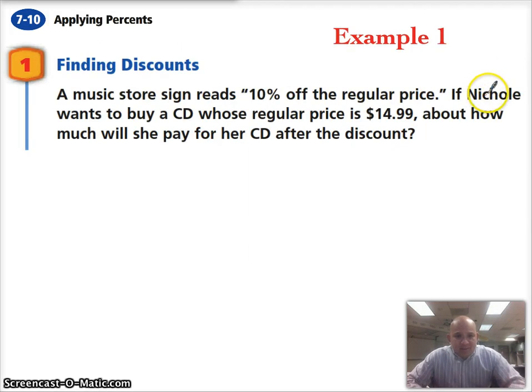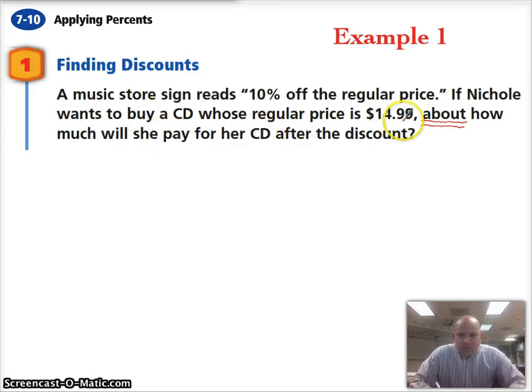Now we're going to actually find the discounts. This is example 1. It says a music store sign reads 10% off the regular price. If Nicole wants to buy a CD whose regular price is $14.99, about how much will she pay for her CD after the discount? So here is the word about, which means we're going to do a little bit of estimation as well.